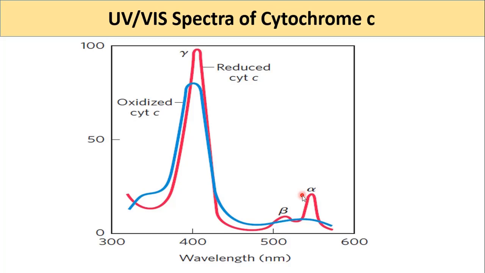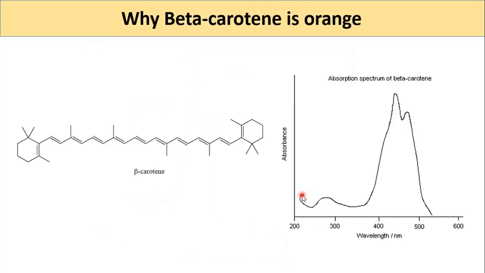Now we move ahead to another biological example, that is beta-carotene. The color of beta-carotene is orange, and what is the reason behind that? You can see the structure of beta-carotene. It has so many double bonds, and all of them are present in conjugated fashion: double bond, single bond, double, single, double, single, double, single.